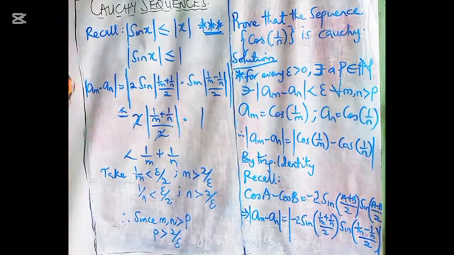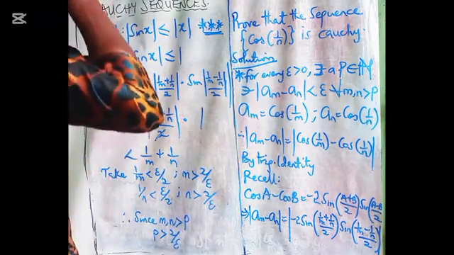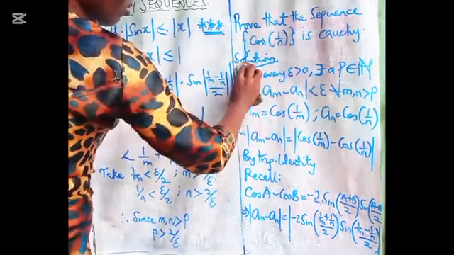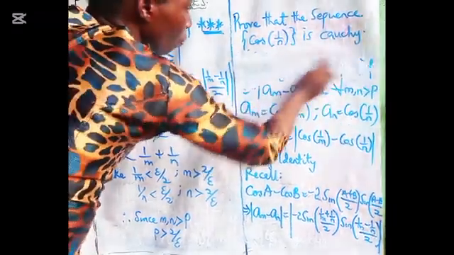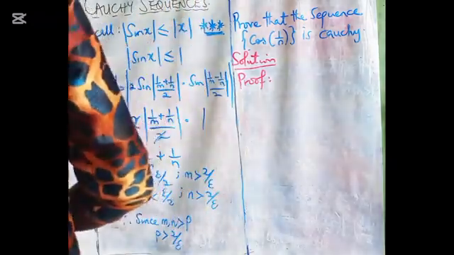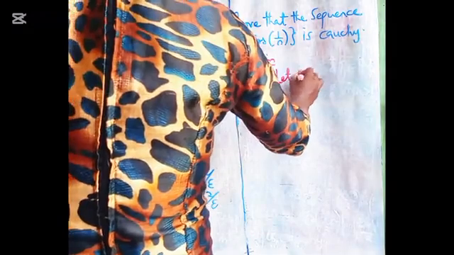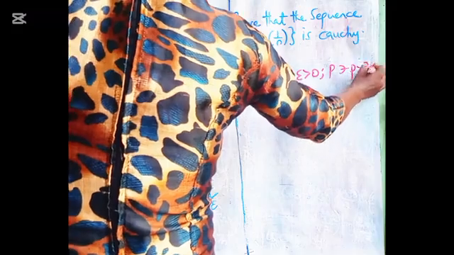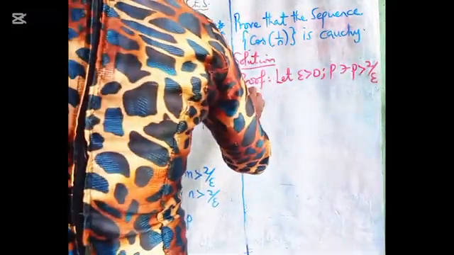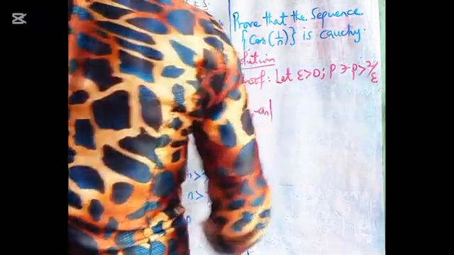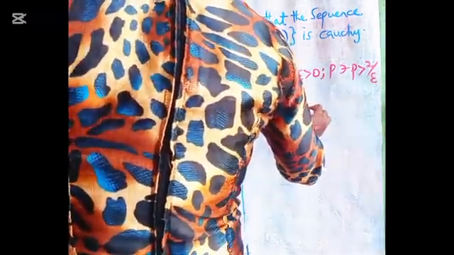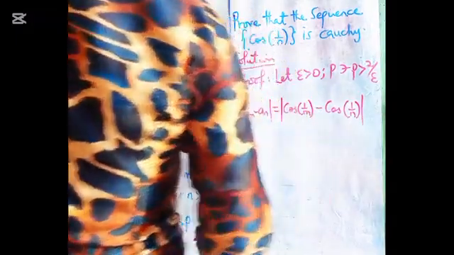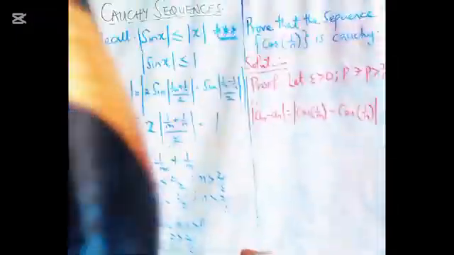Having determined p, we can now go ahead to prove. We are proving: let epsilon be greater than 0 and p be such that p is greater than 2 over epsilon. Therefore, a sub m minus a sub n will be equal to cos 1 over m minus cos 1 over n. And remember that we used the trig identity the first time.